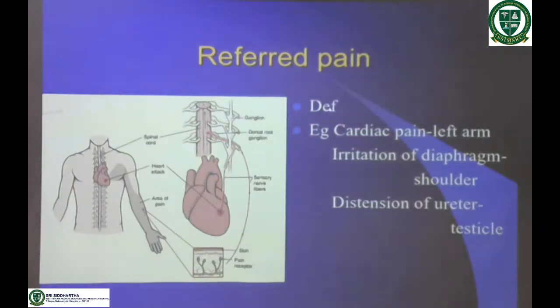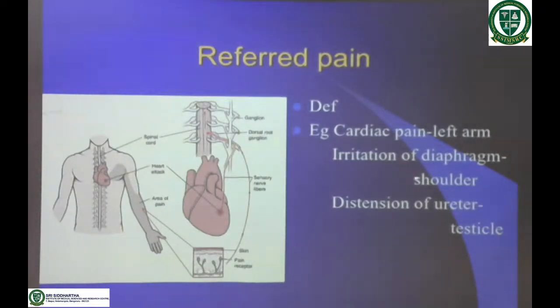The definition of this: the site of the pain is one, but the feeling of the pain is on the other side. An example for this is cardiac pain. This is a standard example anyone can give. Cardiac pain will radiate to the left arm. So the initial sign of diagnosing cardiac pain is left arm pain.